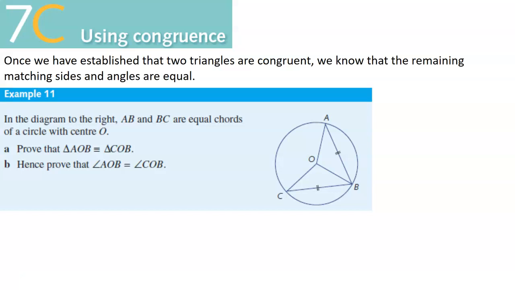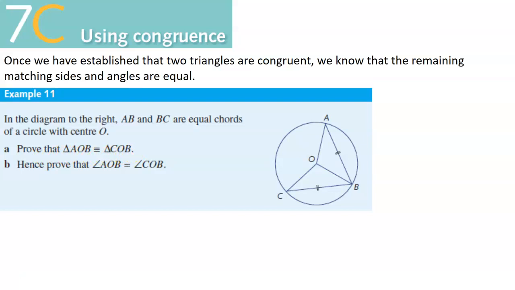So remember, a chord of a circle is a line that joins 2 points on the circumference. So AB is a chord and CB is a chord. We're given that they're equal. We can see they've both got 2 lines on there. The centre of the circle is O. First, I need to prove that these 2 triangles are congruent.